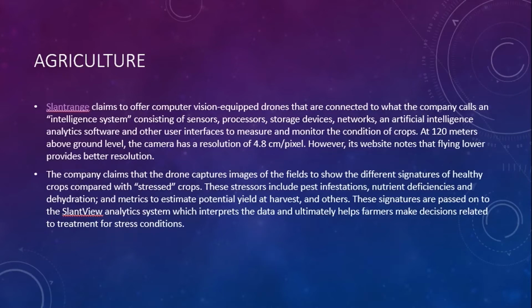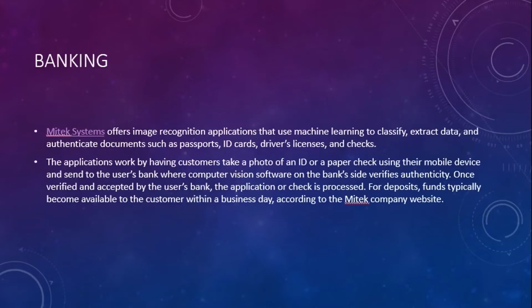So aside from that, let's also look at banking. My tech systems offers image recognition applications that use machine learning to classify, extract data, and authenticate documents such as passports, ID cards, driver licenses, and checks. The application works by having the customer take a photo of an ID or paper check using their mobile device and send it to the user's bank, where computer vision software on the bank side verifies authenticity. Once verified and accepted by the user's bank, the application or check is processed. For deposits, funds typically become available to customers within the business day, according to the company's website.